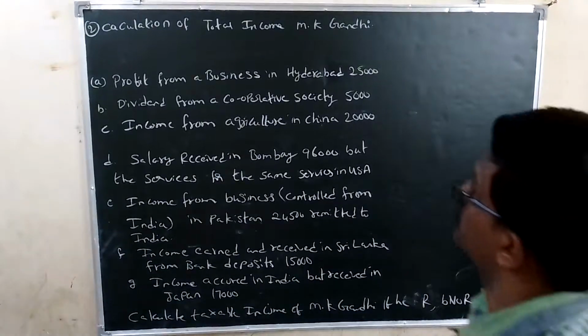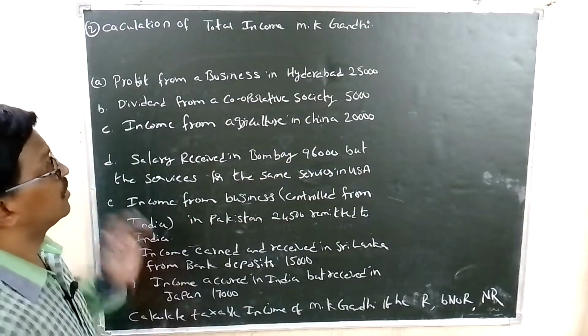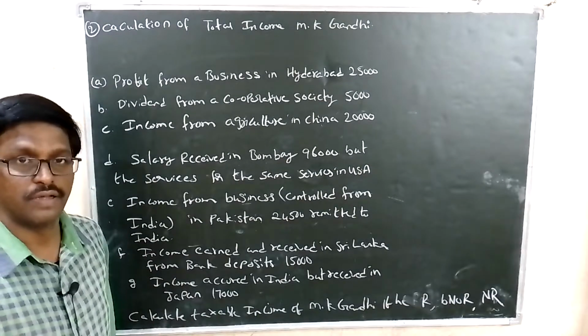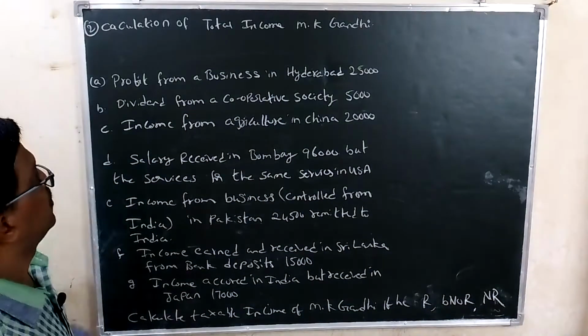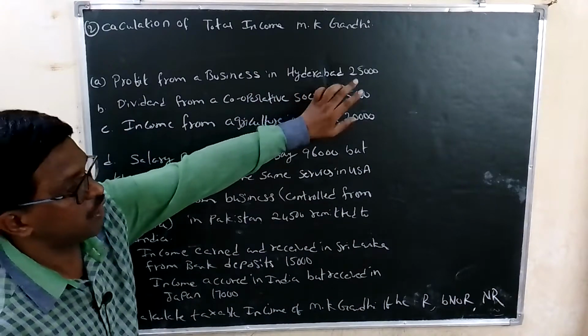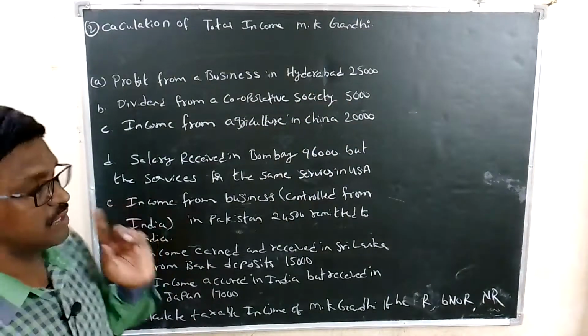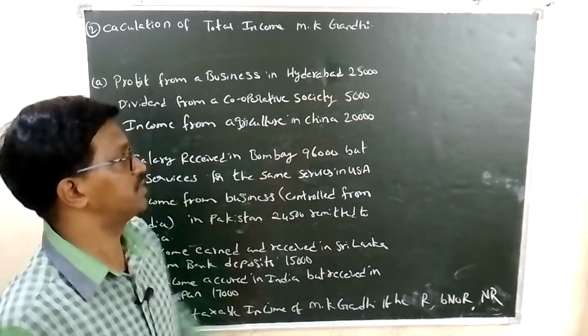Calculate total income of M.K. Gandhi as resident, not ordinarily resident, and non-resident. Profit from a business in Hyderabad, 25,000 rupees. It is taxable under resident, not ordinarily resident, and non-resident.